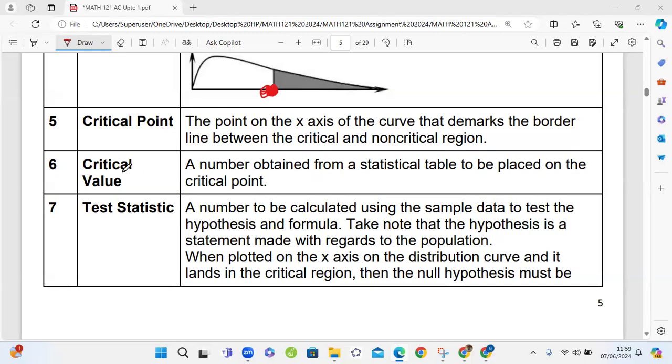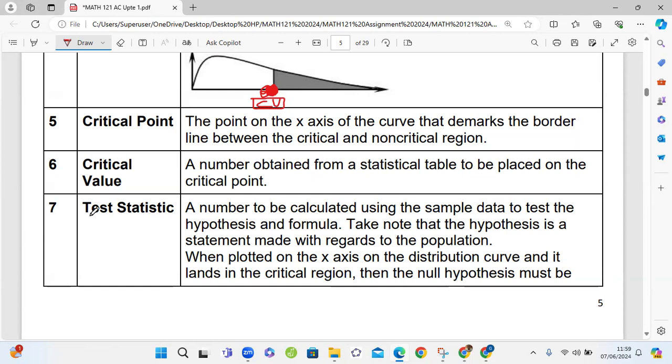Then you have what you call a critical value. So the critical value is a number obtained from a statistical table to be placed on the critical point. So the critical value will come right there on the critical point. You can use CV for the critical value.